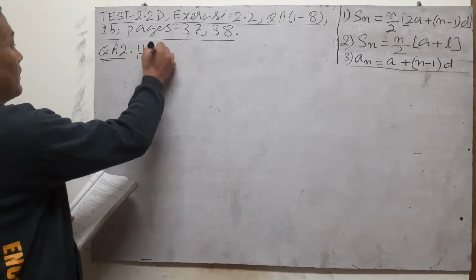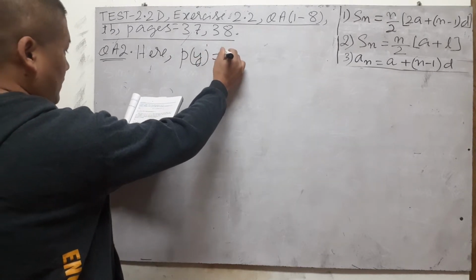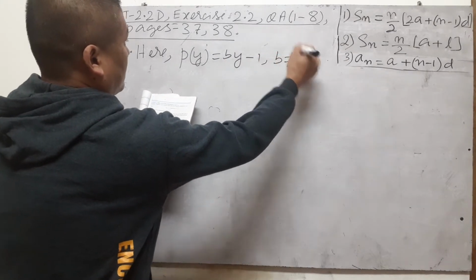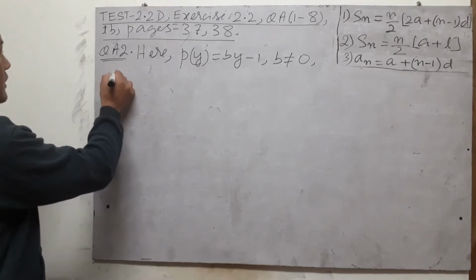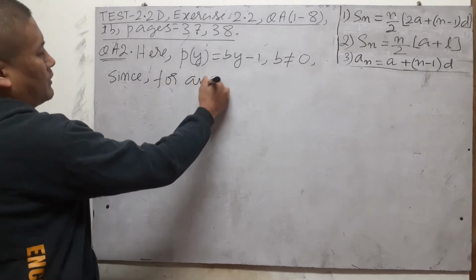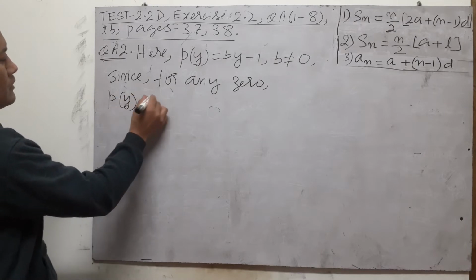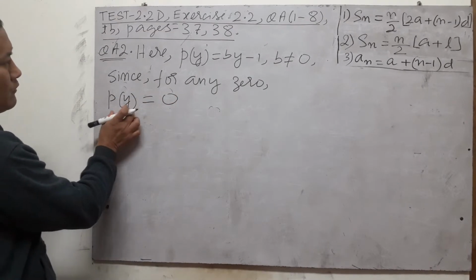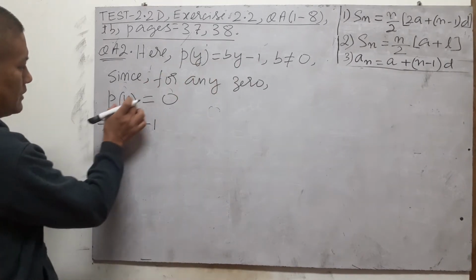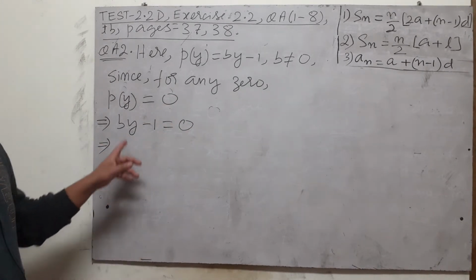So here we are given p of y directly as by minus 1, where b should not be equal to 0. This much is given. Now, since for any 0, the polynomial p of y in this case is equal to 0, p of y, which is this one, can be replaced. By minus 1 will therefore replace this, equal to the same thing on the right side, 0. So 0 means the value of the unknown y here.